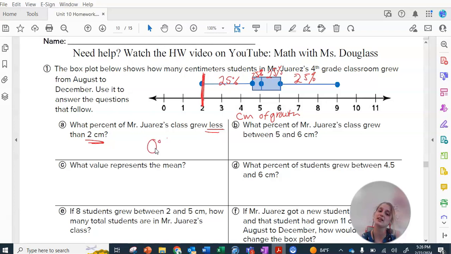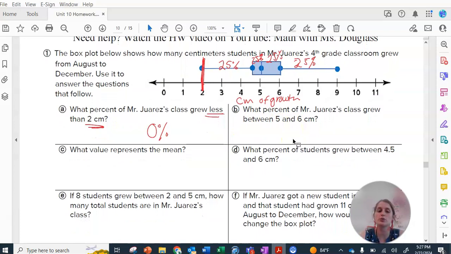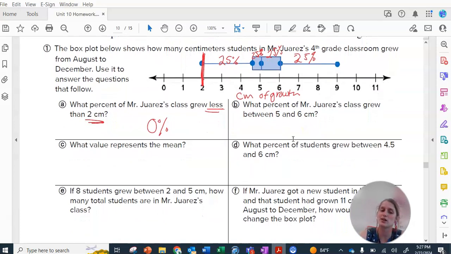So our first answer is none of them. 0% grew less than 2 centimeters. Everybody grew quite a bit. 2 centimeters, not super big. So everybody grew more than just like that much. So again, you're looking at percentages. I'm not going to do all of them. I do want to talk about C though.